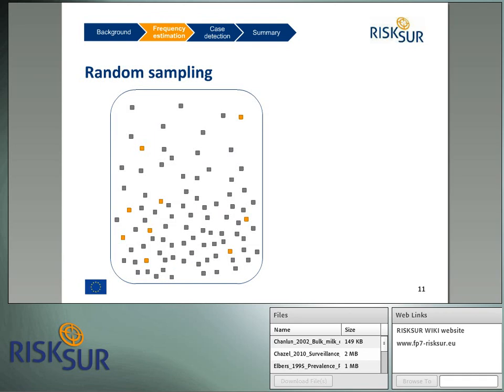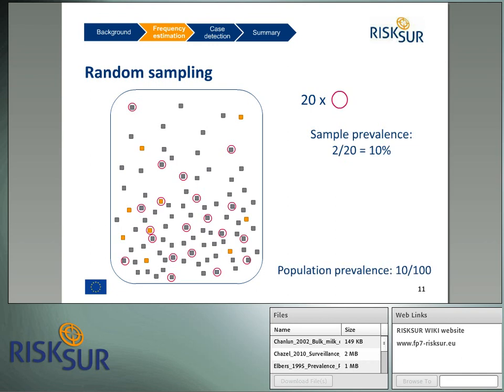Here comes an example of random sampling. The little squares represent epidemiological units of a population. They can be animals or herds, depending on the disease under surveillance. Gray squares are healthy units, while yellow squares are diseased units, meaning cases. If we plan to take a random sample of, let's say, 20 units, then we can pretty much expect that the prevalence in the sample is a good estimate of the prevalence in the population.